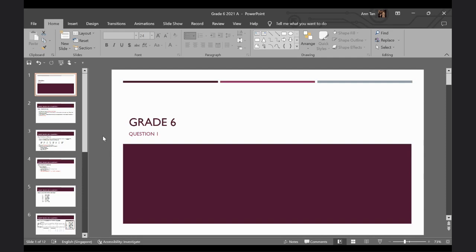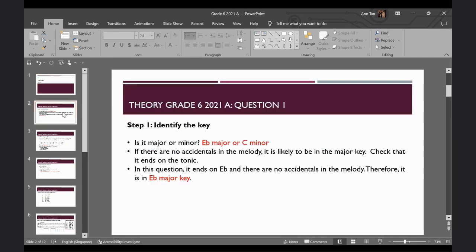Today we'll be going through ABRSM Grade 6 Question 1. This is from the 2021 exam paper. For question 1, we approach this question by first identifying the key.